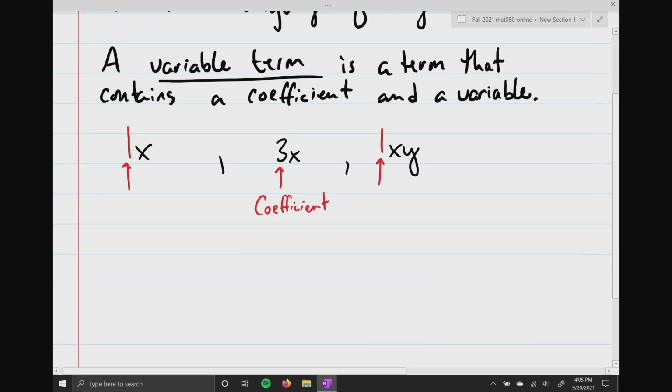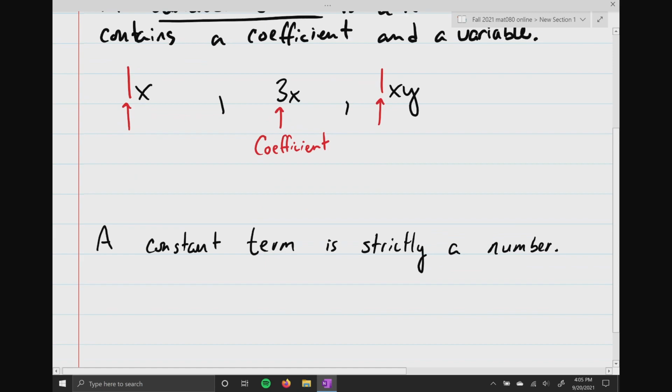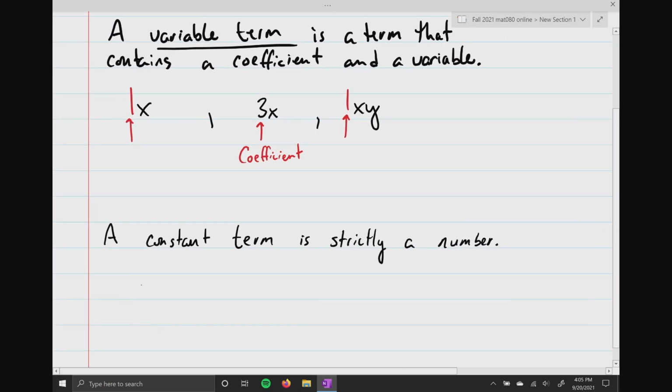Our second definition is going to be a constant term. So a constant term is strictly a number. Okay? So examples of that would be something like 5, 10, 2021, whatever. The thing is, they're numbers. There's no variable attached to it.